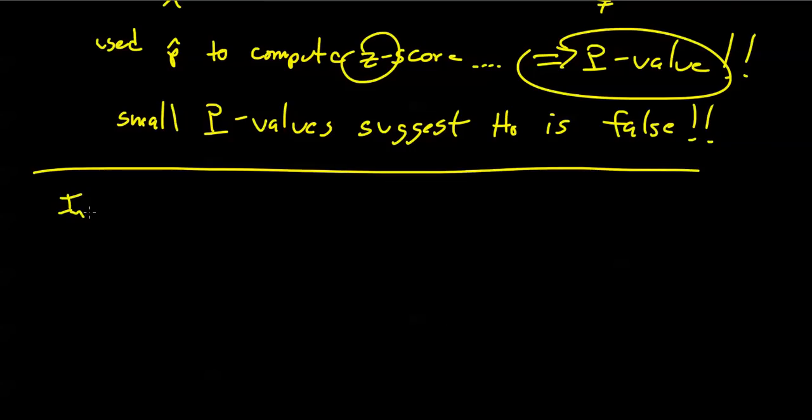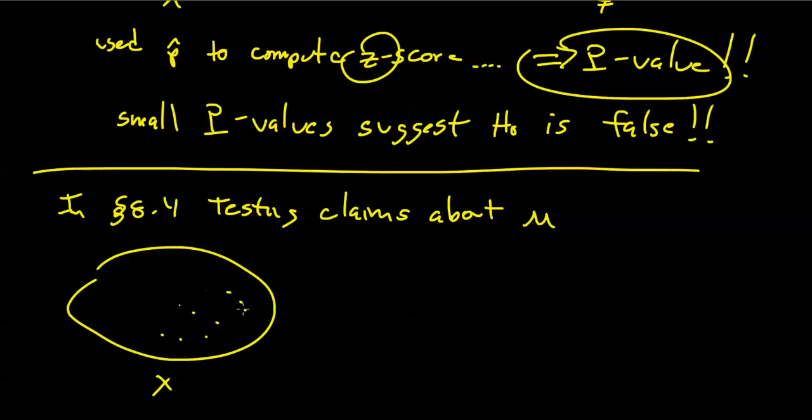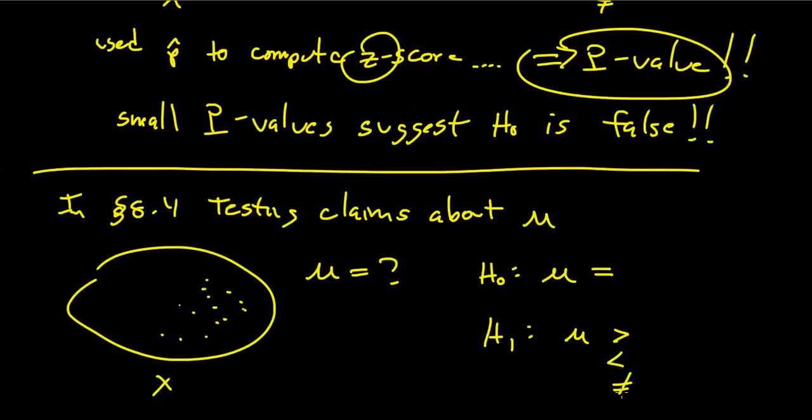In 8.4, we're going to be doing something rather similar. We're going to be testing claims not about p, but about mu, the population mean. And again, in a large population with perhaps millions of measurements, there will be a population mean value, which typically we never know. And someone may make a claim about mu. Someone claims that mu equals something, and so the alternative claim is then that mu is greater than that same something, or less than, or not equal to that something.